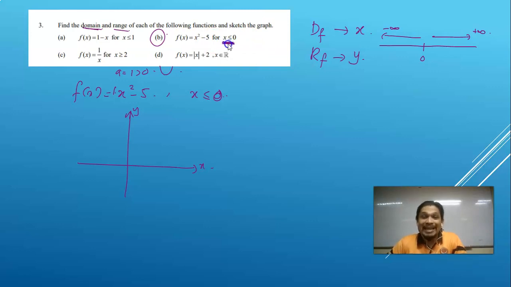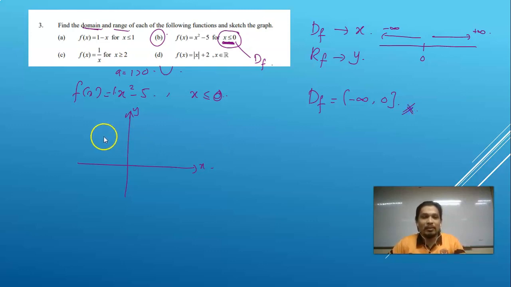Now they limit the domain from the wide value of x from negative to positive, for x less than or equal to 0. Automatically this is the domain of the function. So we have found the first one here. The domain of f is negative infinity until 0. Okay, now what about range?